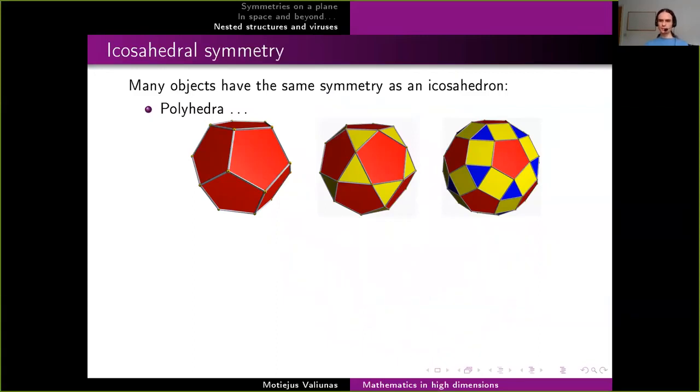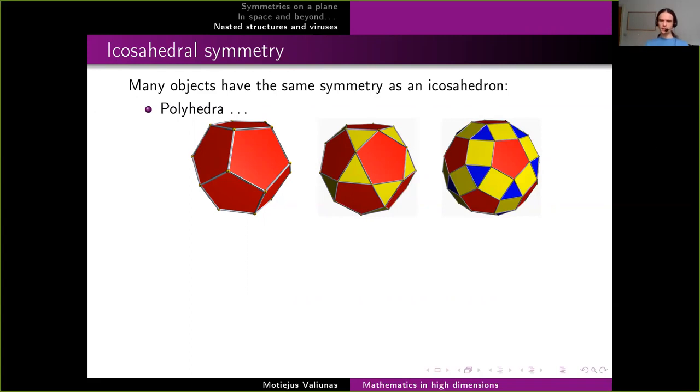Many objects have the same symmetries as an icosahedron. You can see the polyhedra here. I just picked 3 pictures of polyhedra. This is called a dodecahedron, an icosahedron, and I believe a rhombicosahedron. They have complicated names. But you can see that although these look like different pictures, they all have the same symmetry as an icosahedron. But these are just mathematical objects.